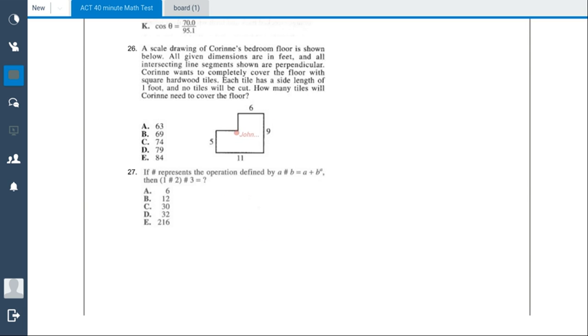You have a floor plan, so I'm going to cut this up. If this whole thing is 11, and that's 6, that means that this is 6, and that's 5. That makes that 25. And that makes this 6 times 9, which is 54. And when you add them together, you get 79.